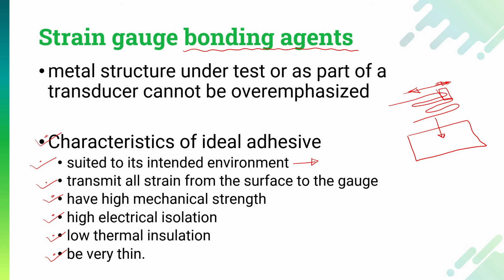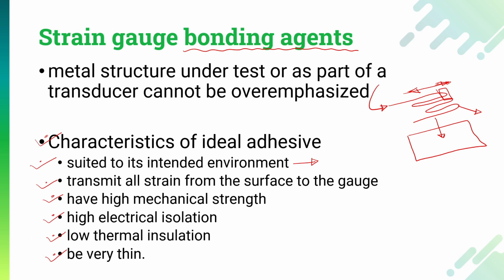When it comes to electrical isolation, the adhesive must provide a strong bond with electrical isolation of the gauge from the surface to which it is attached, so that the electricity provided to the strain gauge should not leak from any place. So these are the basic characteristics of the bonding agent materials.